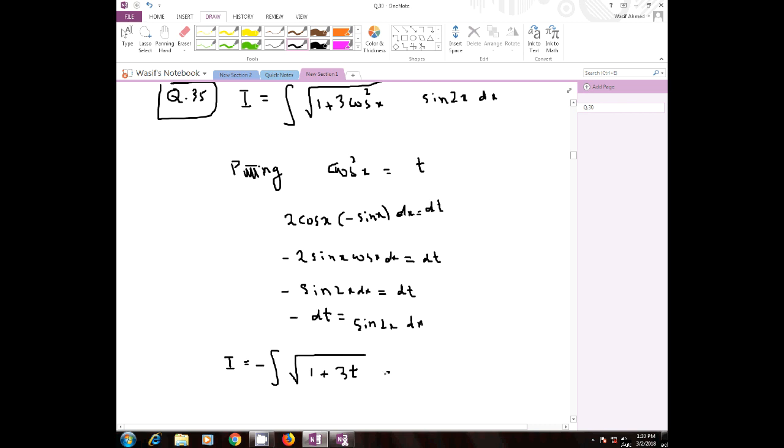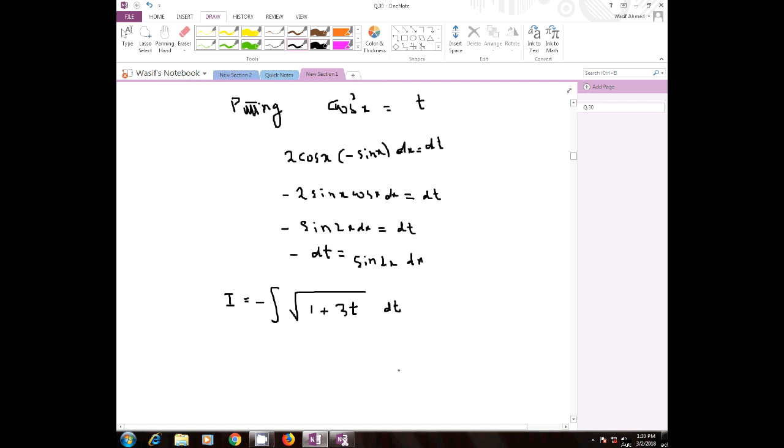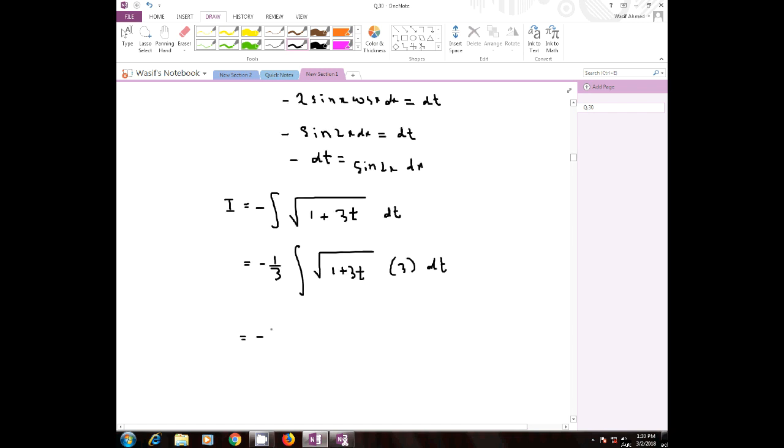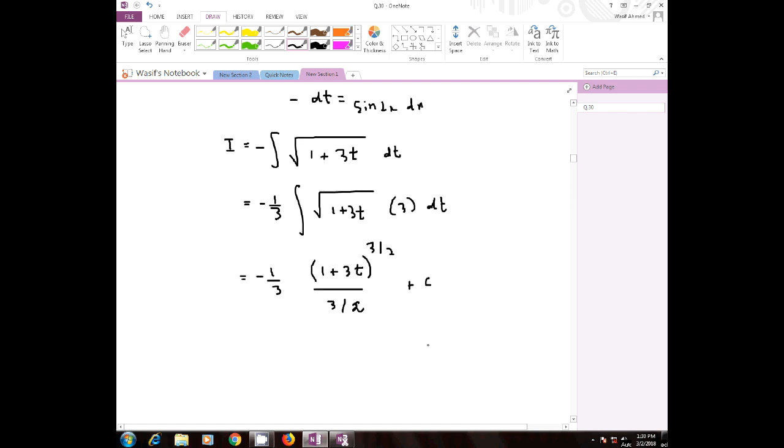Minus is taken out of the integral. The derivative of 1 plus 3t is 3, so we have to multiply and divide with 3. And we have 1 plus 3t multiplied with 3 dt. So now we can apply the power rule of the integrals, and we get 1 divided by 3, 1 plus 3t whole raised to the power 1 by 2 plus 1, that is 3 by 2, divided by 3 divided by 2, plus a constant of integration.